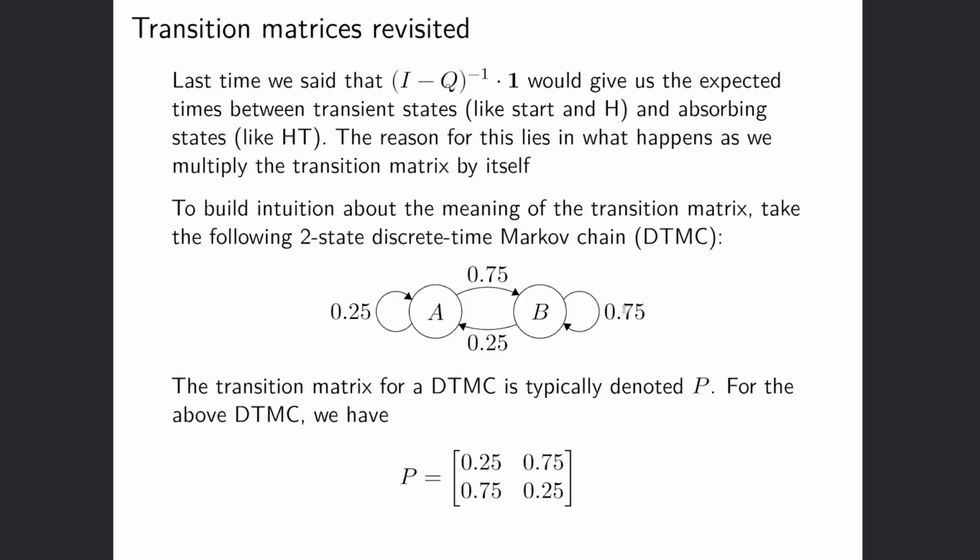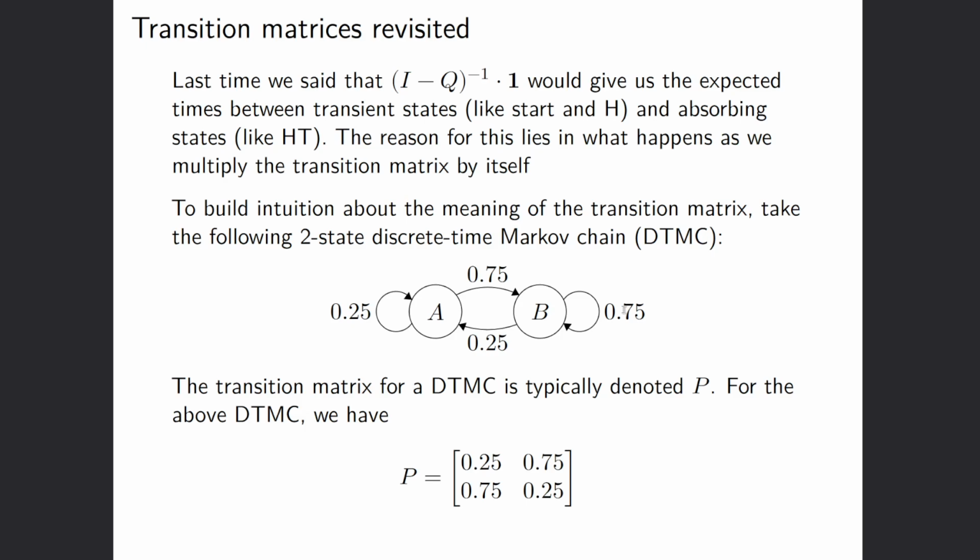So now let's go a bit more into transition matrices. Last time we said that this formula would give us the expected times between transient states, like start and H, and absorbing states like HT. The reason for this lies in what happens when you multiply the transition matrix by itself.